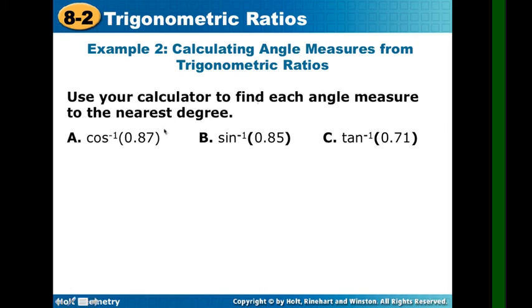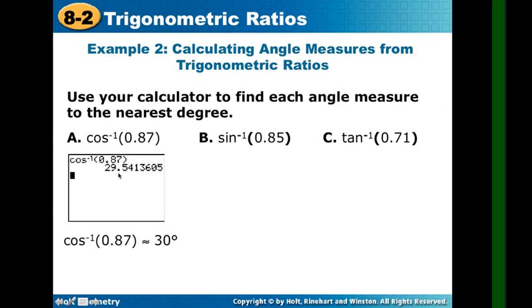So this one. Cosine, shift cosine, i-click nyo shift cosine, and then 0.87. So you will get this one, right? 29.54136605. And then round off to the nearest degree, I'm sorry. So the nearest degree is 30 since 5 yun dito, no? Or pwede rin namang 29.54 degrees.